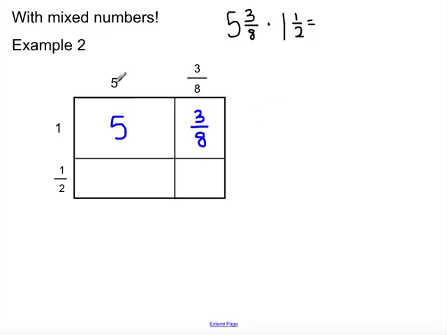Okay, so then we have 5 times 1/2. 5 wholes is 5 over 1 times 1/2. Again, not too bad. We have 5 over 2. Or if you want to use decimals for this one, 2.5.